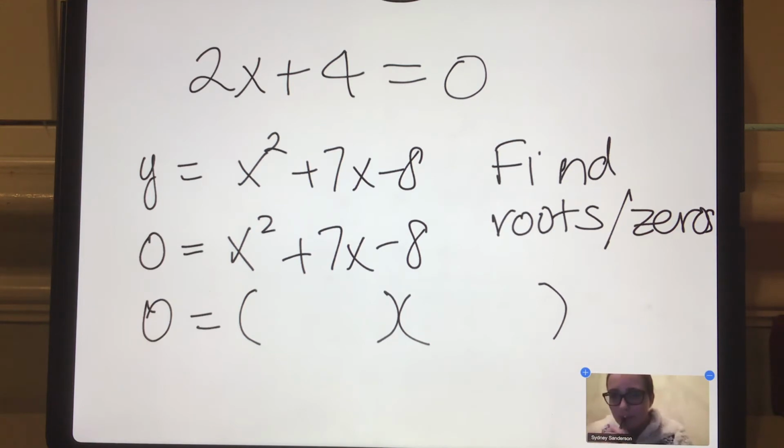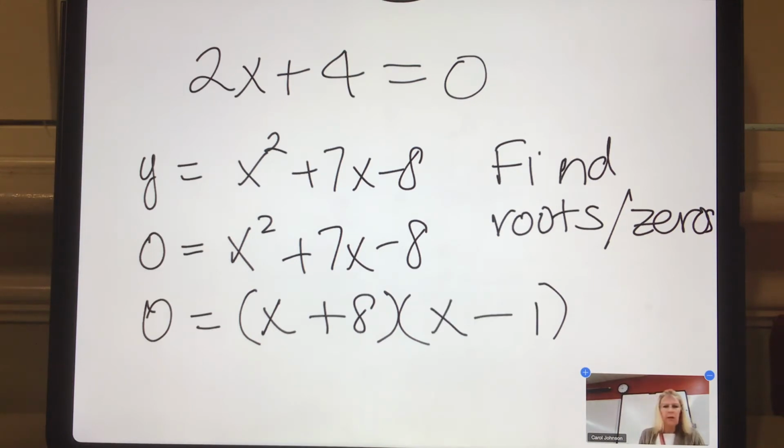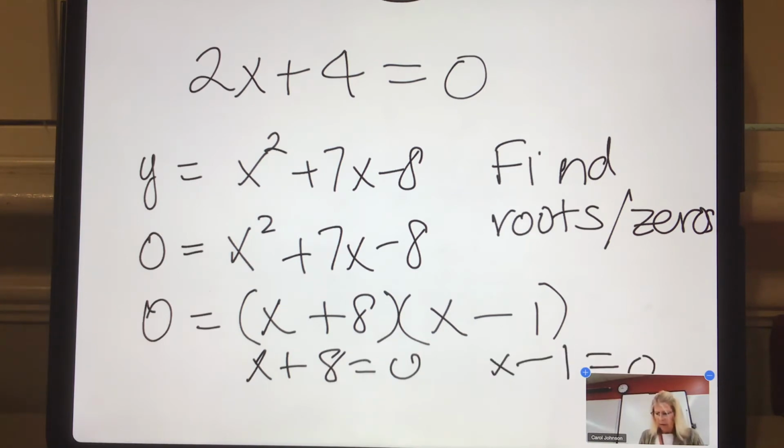Just factors of 8 that have a difference of 7. 8 times 1. Bingo. That's all I need. So you'd have x plus 8, x minus 1. You guys hanging with me? Thank you, Gio. So you have x plus 8 equal to 0 and x minus 1 equal to 0. So x would equal negative 8, and x would equal positive 1. Are we all good? Any problems? No problems. All right, now keep on going.